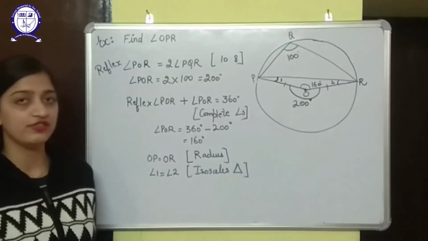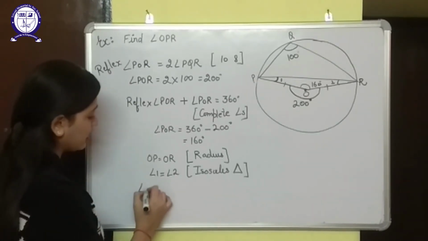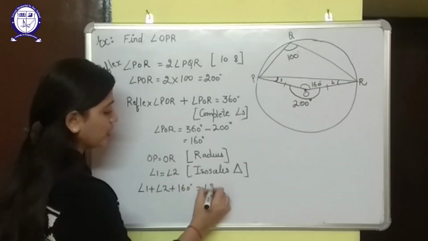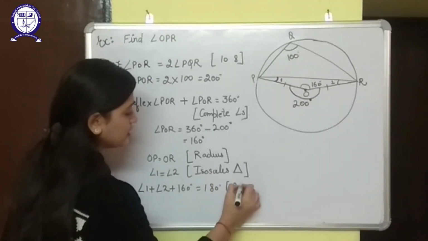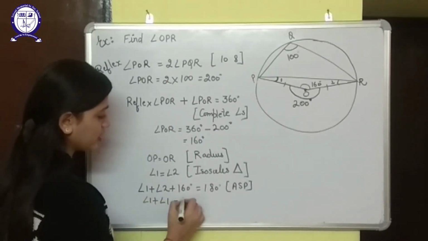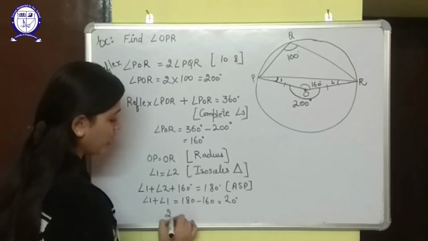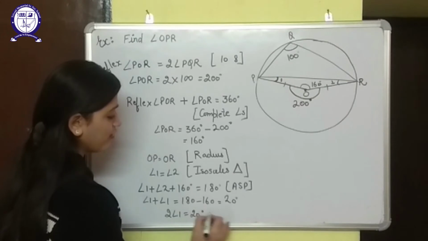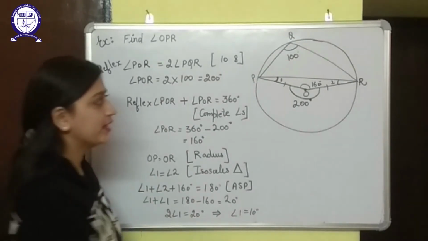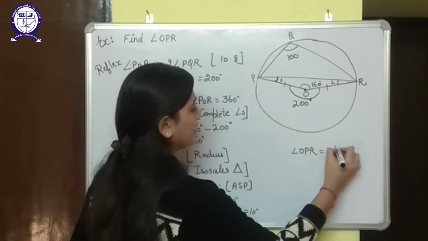And now the question is very simple, because all we need to do is apply the angle sum property. Angle 1 plus angle 2 plus 160 degrees is 180 degrees. Reason, angle sum property. Now angle 1 plus angle 1 is equal to 180 minus 160, that is 20 degrees. 2 angle 1 is equal to 20 degrees, which implies angle 1 equals 10 degrees. And angle 1 is angle OPR. This is my 10 degrees.